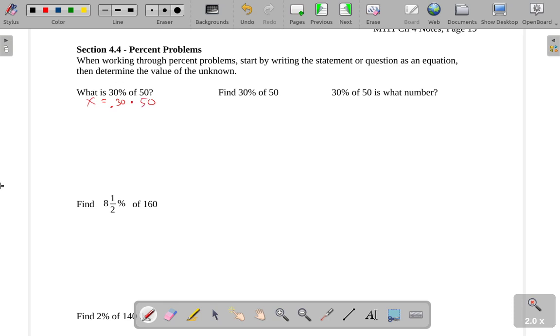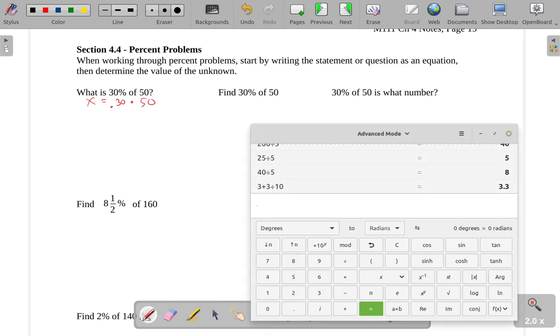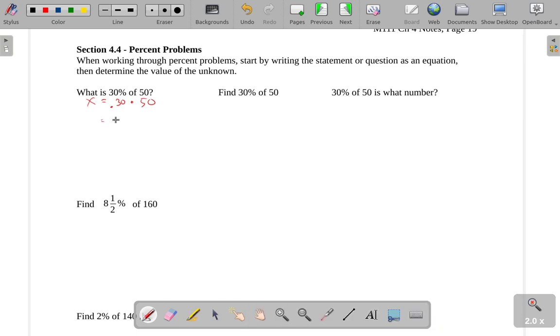Actually, there's nothing to do to solve it. I just need to plug it into the calculator. I'm just going to take 0.3 times 5, and I get 1.5. 0.3 times 50, rather, not 5, gives me, sigh, 0.3 times 50. It would help if I typed the right thing into the calculator. I get 15. There we go.